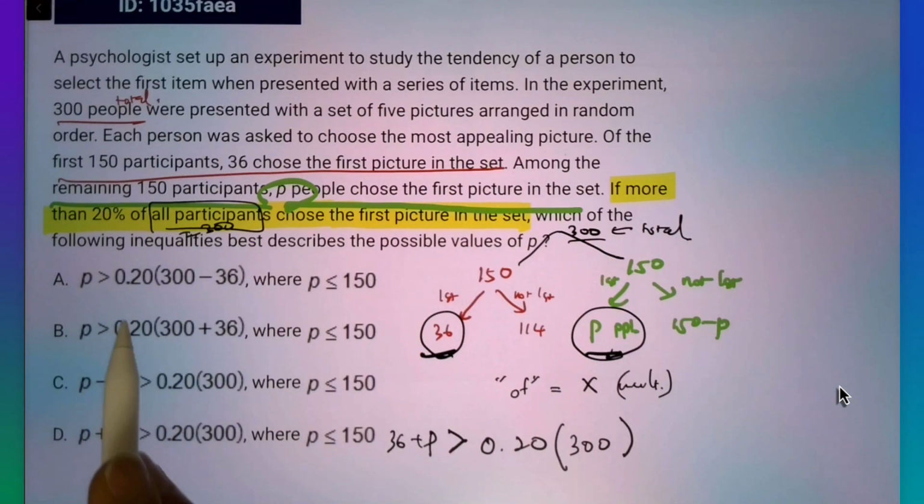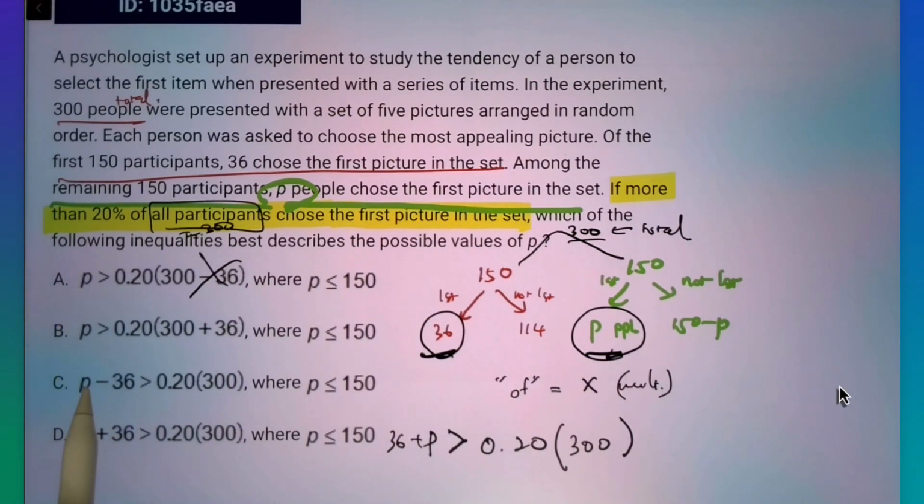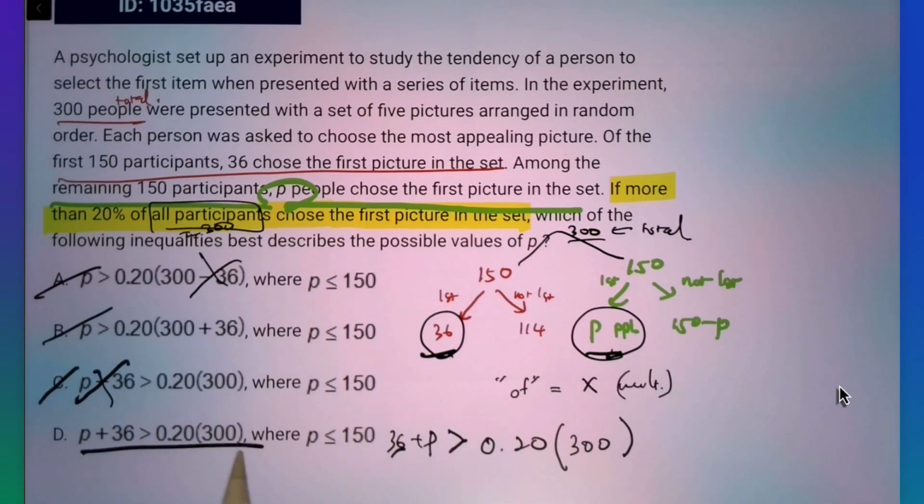So that doesn't work with choice A. Choice A is not correct. In fact, we cannot just say P and P there, so we can eliminate choices A and B. Choice C has a minus, but you should have a plus, because we add the first group, 36 who chose the first, and the second group, P people who chose the first picture. Together, these happen to be more than the 20% of all participants. So the correct answer should be D.